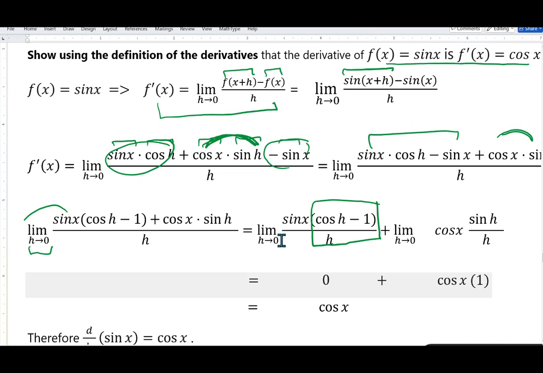The second part, so you have a limit as h goes to 0 of sine h over h. You may remember from the past, it's a special limit. The limit is 1. So now you have 1 times cosine x plus 0. So there we have it.